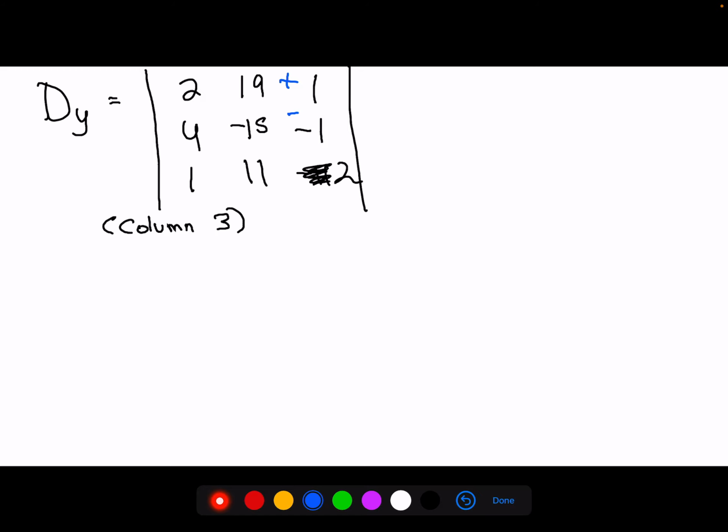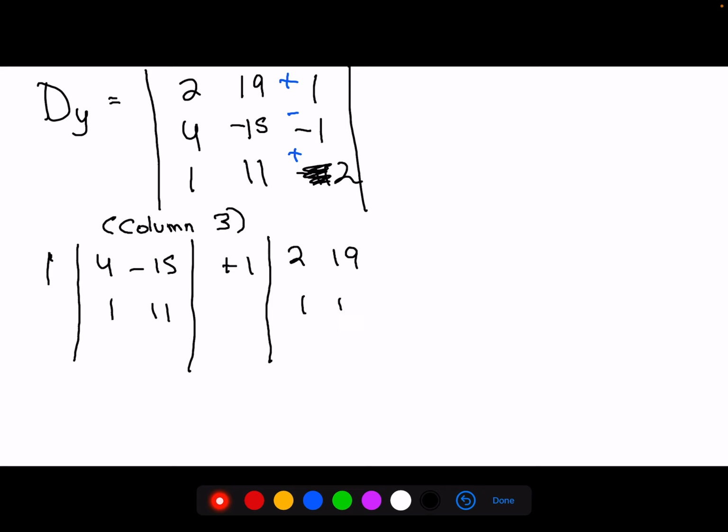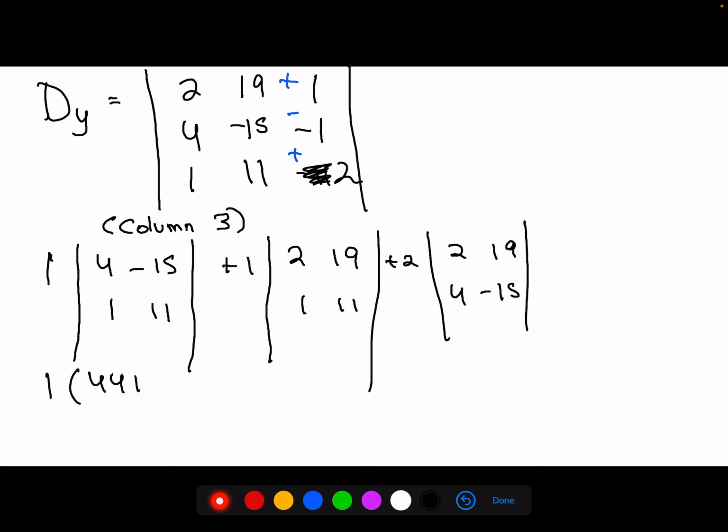So we got plus, minus, plus. So we've got 1, and then we're using 4, -15, 1, and 11. Then we got +1, because negative is plus. 2, 19, 1, and 11. And then +2, 2, 19, 4, and -15. So 1 times 44 plus 15, plus 1 times 22 minus 19, plus 2 times -30 minus 76.